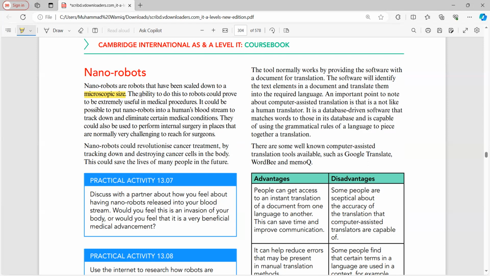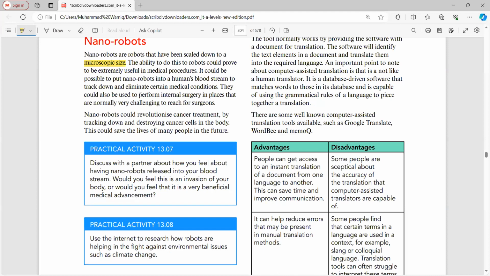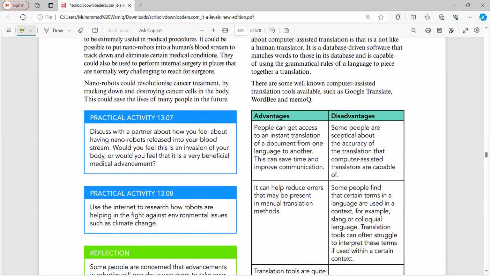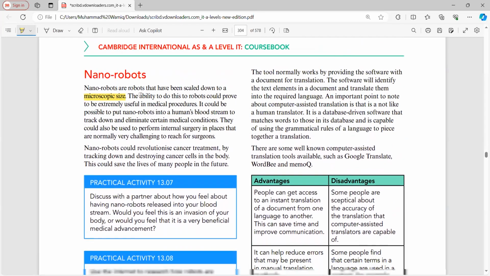What is actually going on in our body, we do not know exactly. So what do we do in the medical industry? We pass these nanorobots through our blood in surgical procedures so that we can know the best place for the surgery, or what problem is being caused for this patient. So nanorobots could be used in cancer treatments, and they can save people's lives as well.